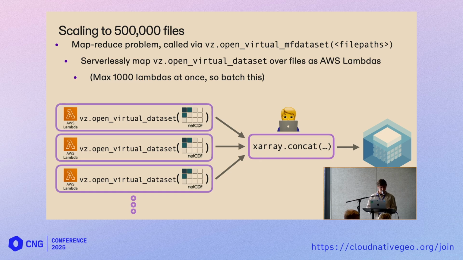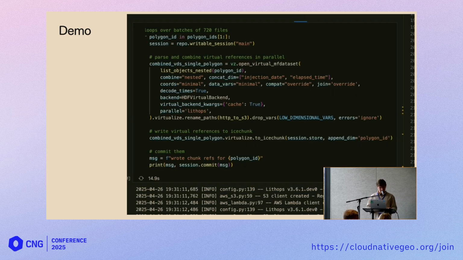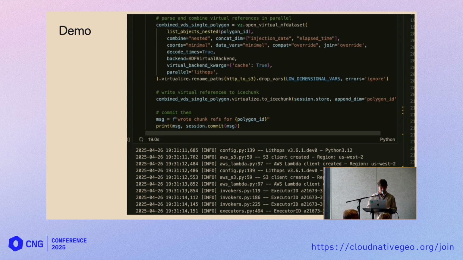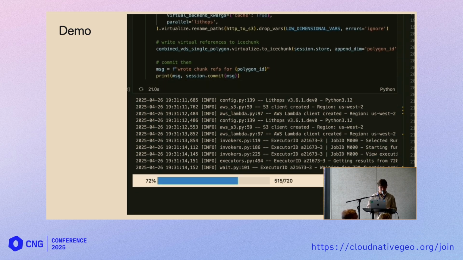And so you could run one Lambda for every single file in theory, but AWS for normie accounts only lets you have 1,000 Lambdas at once, and so I might as well batch them in something like 1,000 each time. So the demo is a little janky, but it's basically 3 lines. You open everything here and combine it, you write it into IceChunk and it comes out.